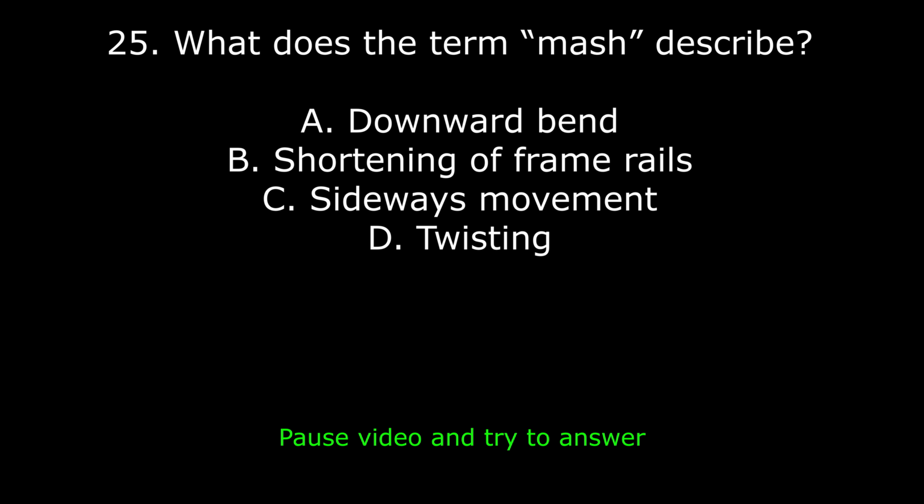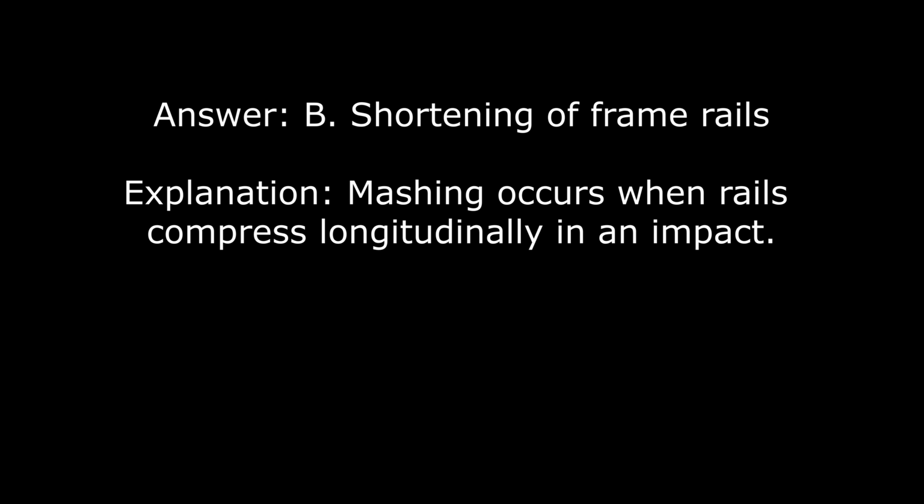25. What does the term mash describe? A. Downward bend. B. Shortening of frame rails. C. Sideways movement. D. Twisting. Answer: B. Shortening of frame rails. Explanation: mashing occurs when rails compress longitudinally in an impact.